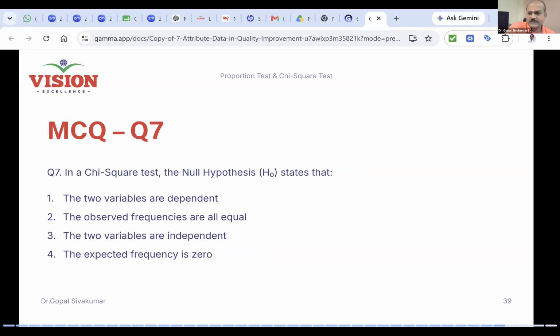In a chi-square test, the null hypothesis states that two variables are independent. Number 3. Yes, the null hypothesis is that the two variables are independent. That is one option. Or how about the other one, the observed frequencies are all equal? Let us check the answer.